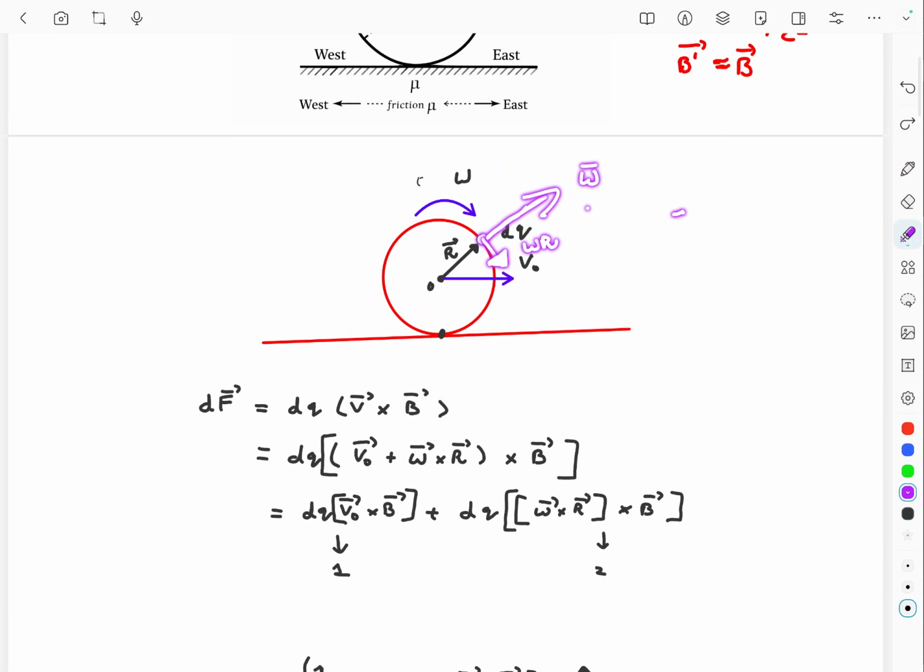So this is the direction of omega cross r vector cross b vector. Now if you choose a diametrically opposite point, over here omega cross r is in this direction, and if you once again do omega cross r cross b vector, it's in the outward direction. So basically these two cancel out symmetrically, and that is true for any two diametrically opposite points on the ring. So when you integrate the terms that are part of the second integral, they just vanish for the entire ring.